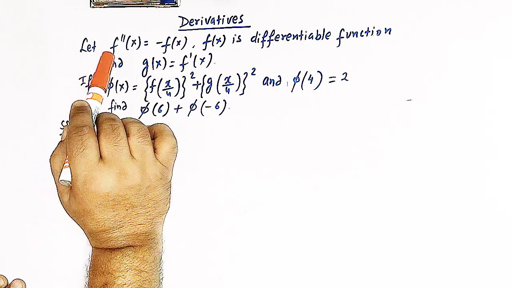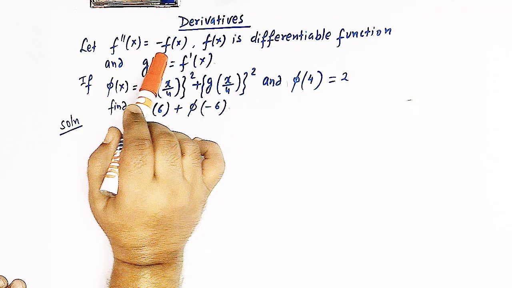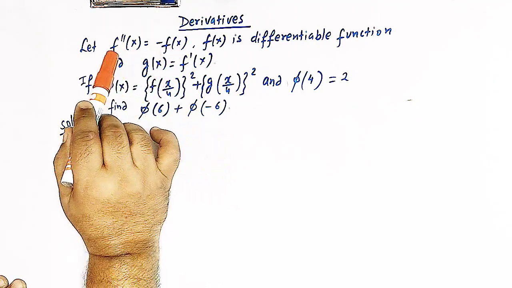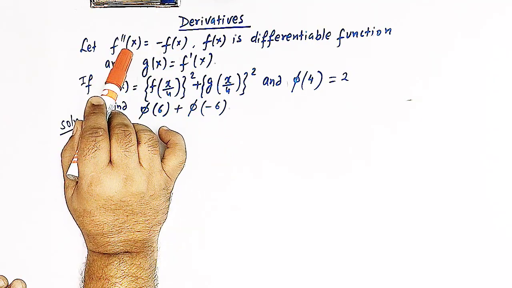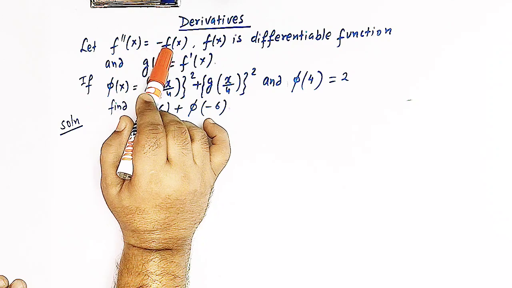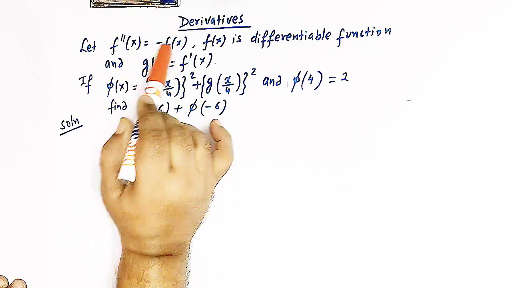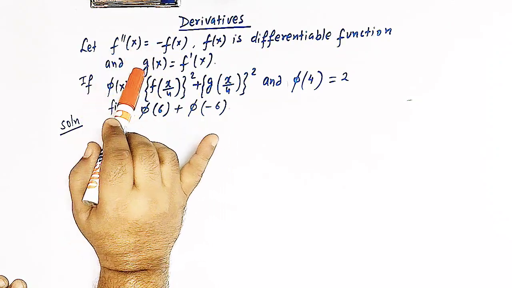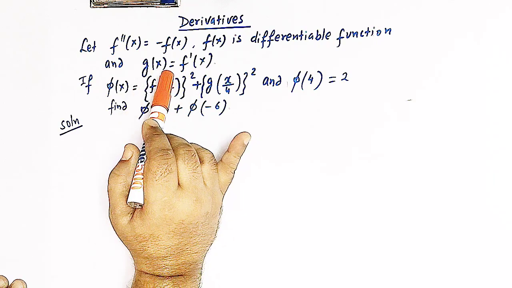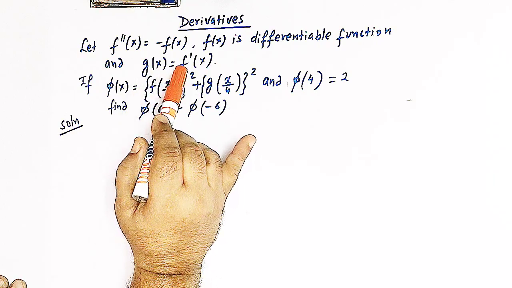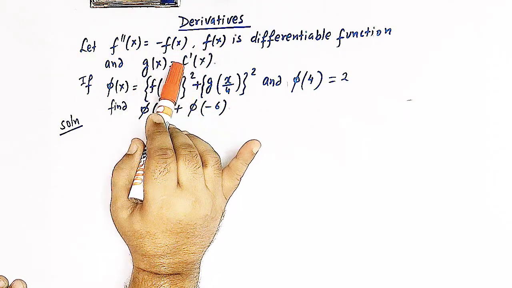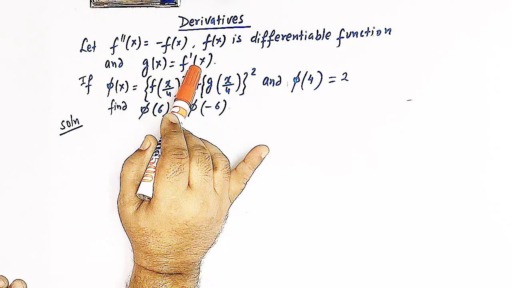So let f double prime of x be equal to minus f of x. So the second derivative of f of x is equal to negative of the function f of x, and we are given another function g of x, which is equal to the derivative of the function f of x, that is f prime of x, right?